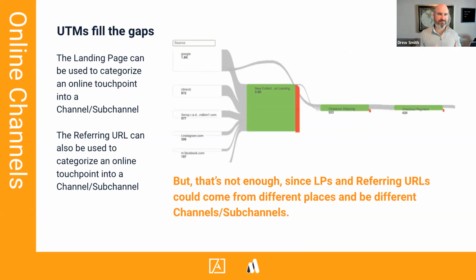UTMs are used to fill the gaps because you may have one specific landing page or a specific referring URL, but you could have a lot of different sources of traffic that are coming to that landing page or that are coming from that referring URL. So like if I have a referring URL that says LinkedIn, well, is it paid or is it organic? I can't tell. But with UTMs, I can tell. I may have a landing page that's being used for an AdWords ad, that's being used for a LinkedIn ad, that's being used for 3 or 4 other ads. So I can't just rely on the landing page to tell me where it came from. I have to add the UTM to fill in those gaps.